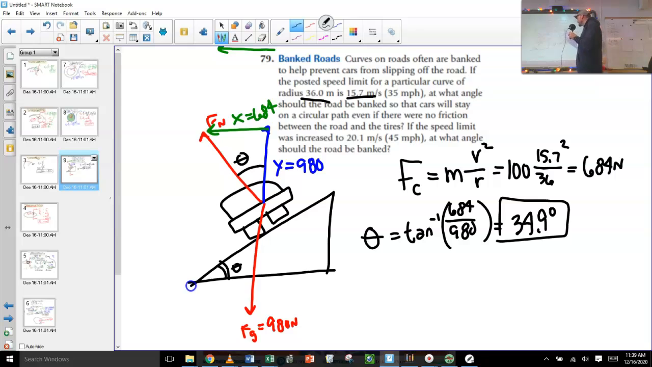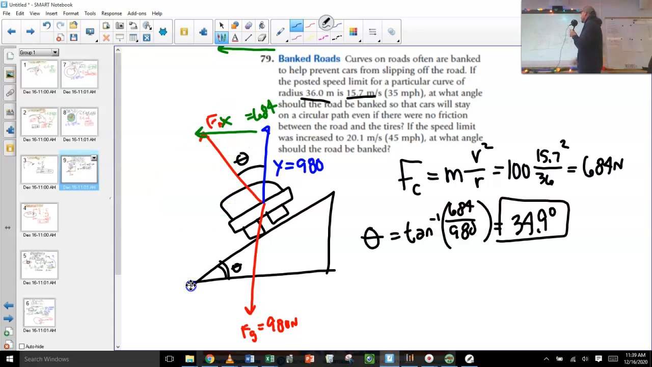There you go. So even if friction stopped, this is why civil engineers bank corners on the highway, because if there's less friction, you can still make the corner and not go skidding off a ravine or into a tree or into the ditch, just from the sole fact that this component right here turns you.